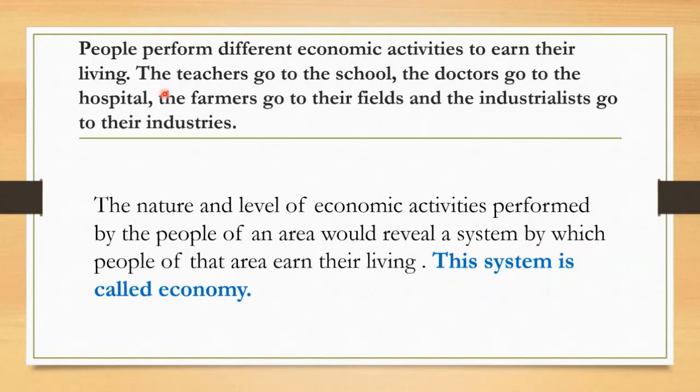For example, the teachers go to the school, the doctors go to the hospital, the farmers go to their fields, and industrialists go to their industries. The nature and level of economic activities performed by the people of an area would reveal a system by which people of that area earn their living. This system is called economy.